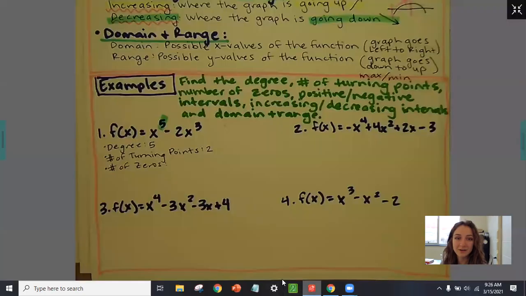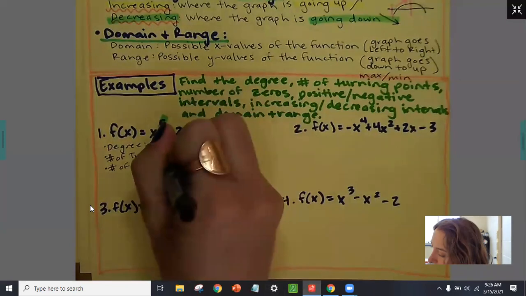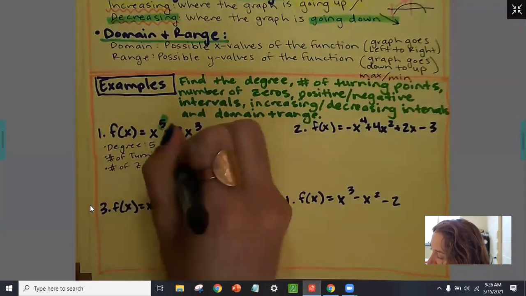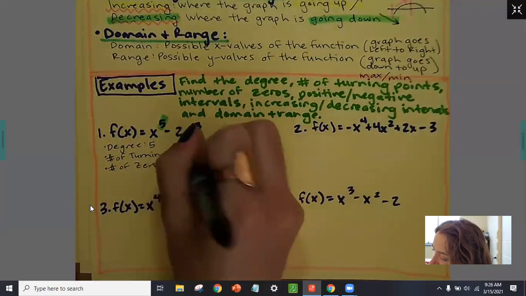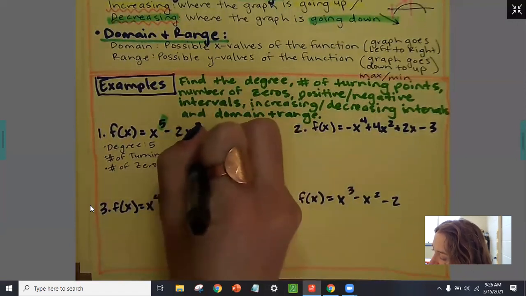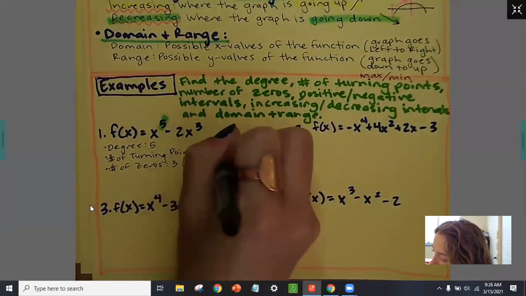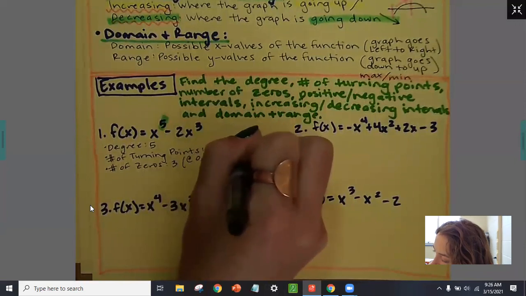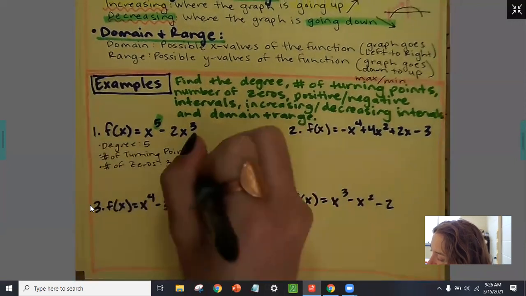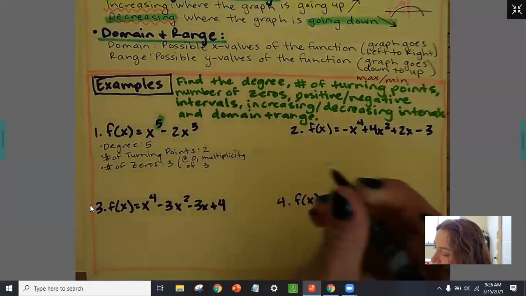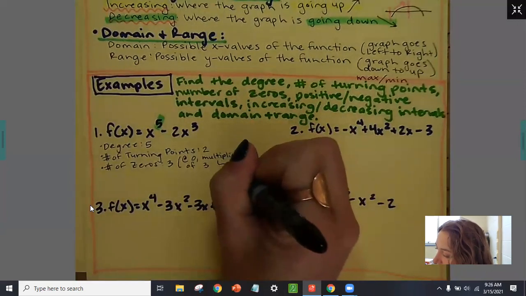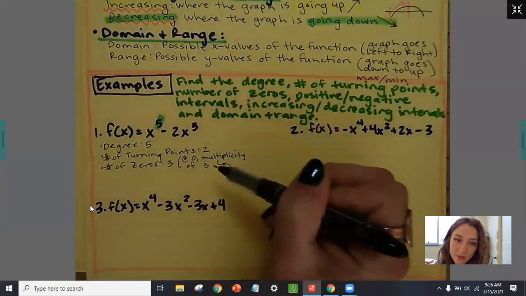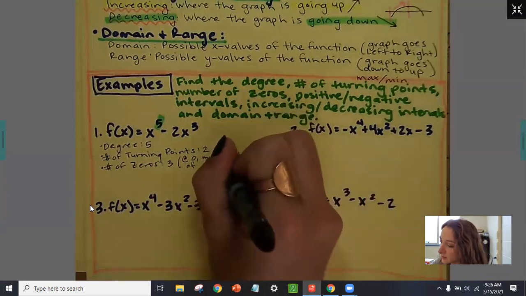All right, there are 3 zeros, and 1 has a multiplicity of 3 at 0. That's because there the graph looked like this at the 0, and that's what a cubic looks like, something like that.